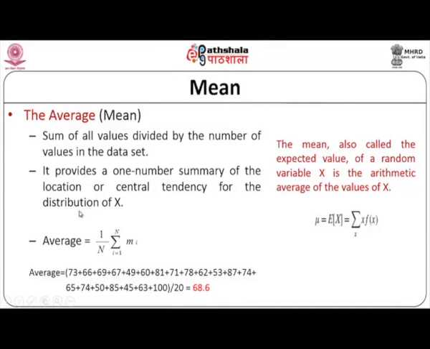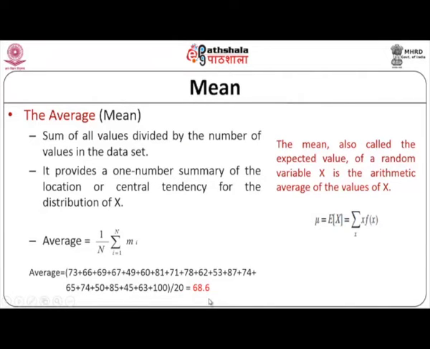The equation for computing the mean or average is shown in the slide. It is the sum of the values taken by the variable divided by n, where n is the total number of values in the data set. For example, if there are 73 till 100 set of numbers, we can compute the average by simply summing the numbers and dividing the total sum by the total number of values in the set. There are 20 values in this set. So, we sum all the numbers and the entire sum is divided by 20, which is equal to 68.6. So, 68.6 is the mean or average of this data set.